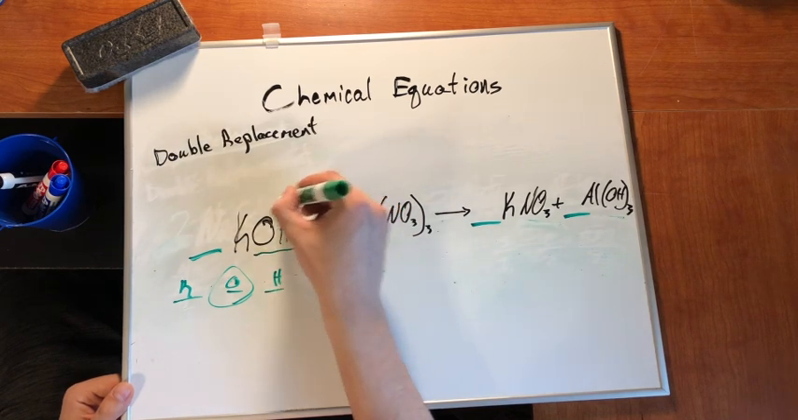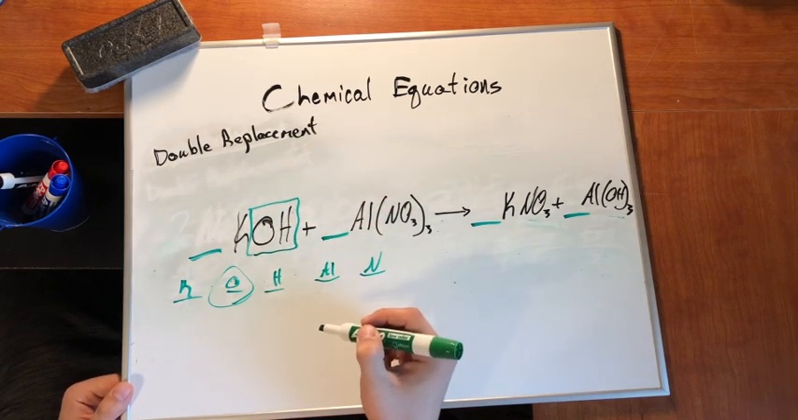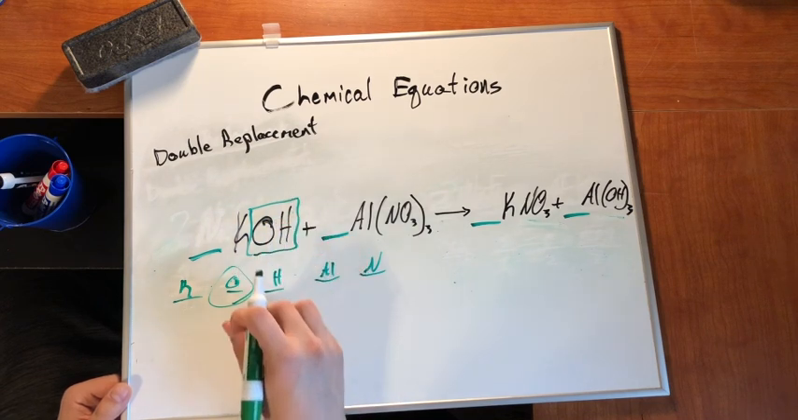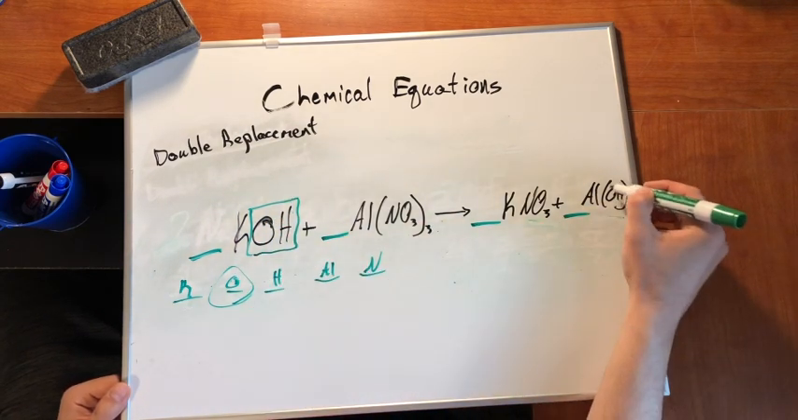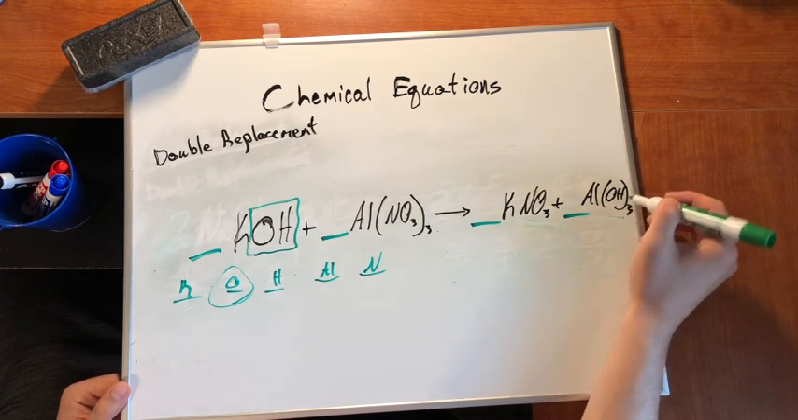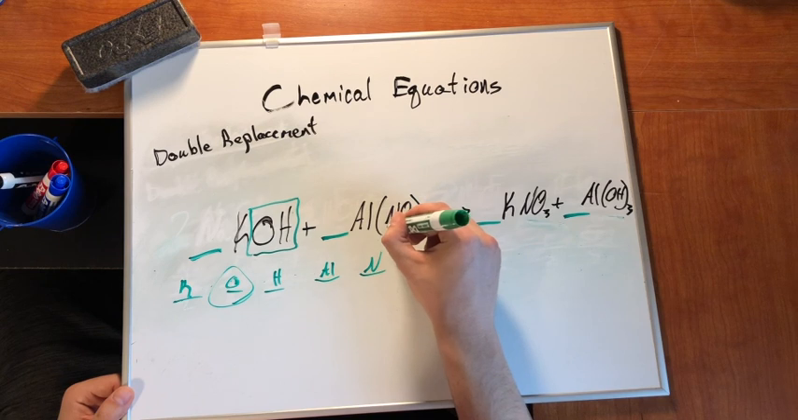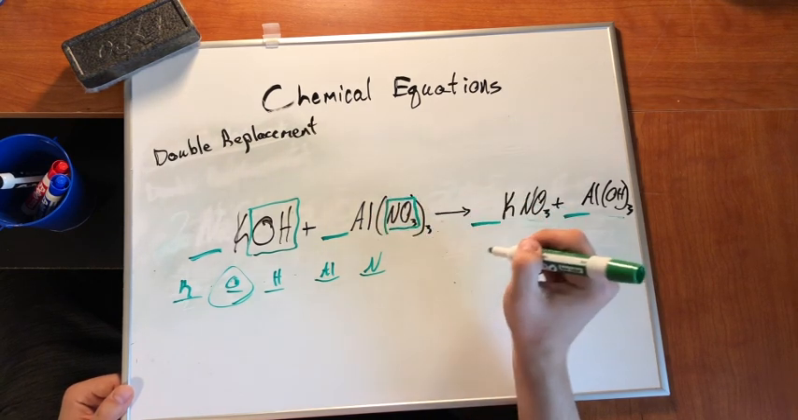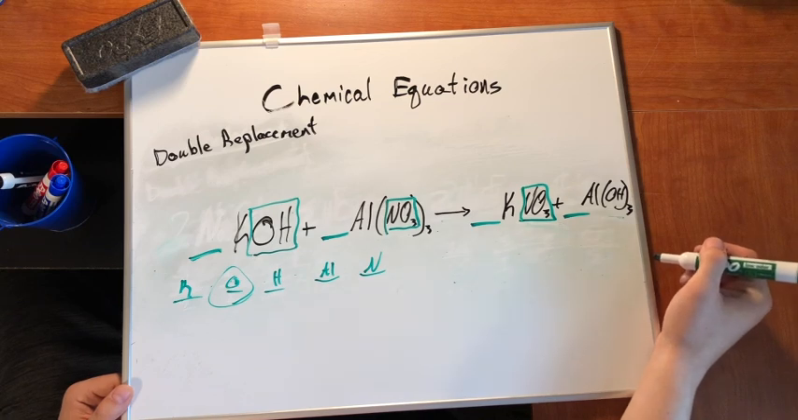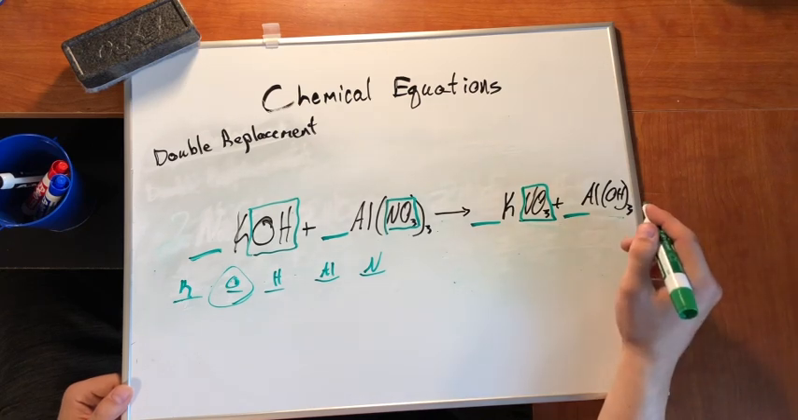hydroxide stays as one unit, right? And this hydrogen and this oxygen don't split up from each other. When I come over here, I still have hydroxide as one complete piece. Same thing with nitrate. We can think of this as one puzzle piece that doesn't break apart from itself during the reaction.